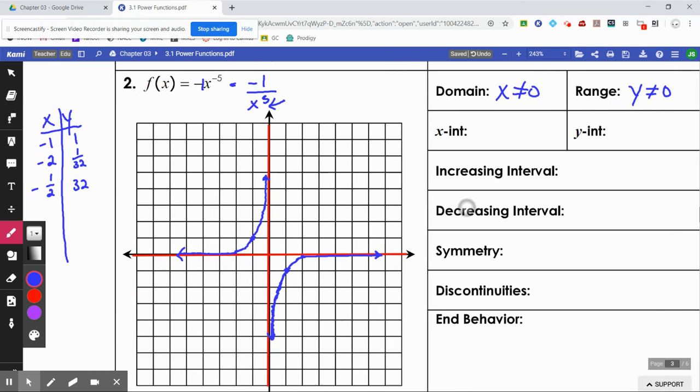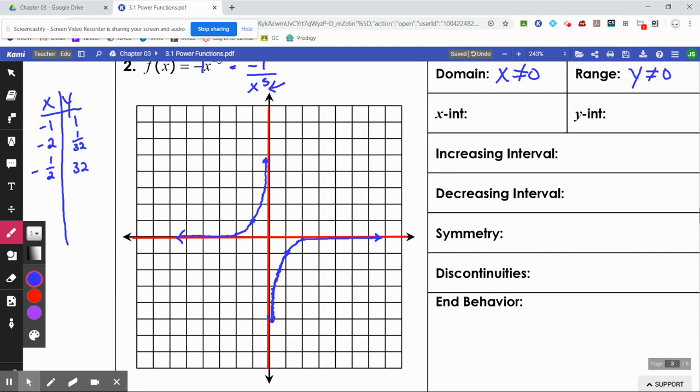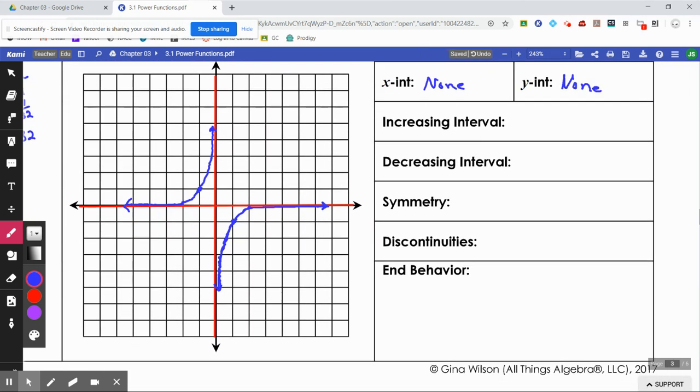You do have vertical and horizontal asymptotes there. Your x-intercept, there are none. Same thing for your y-intercept. It will never cross the x or y-axis. Increasing interval, this one actually increases from -infinity up to 0. And then it jumps because of the infinite discontinuity, which we can go ahead and actually put down here. And it's going to start increasing again from 0 to infinity. So that infinite discontinuity was at x equals 0, and it was, again, I said infinite.